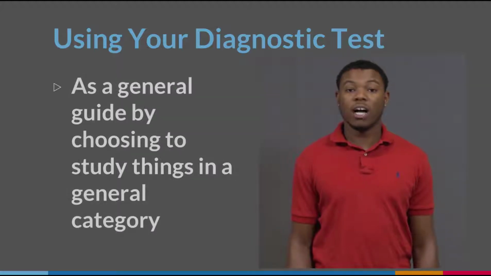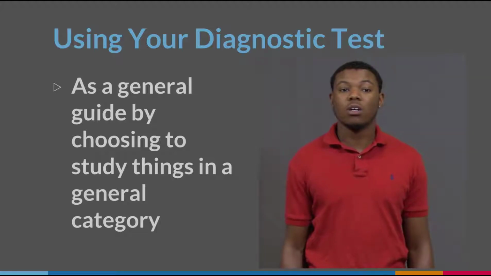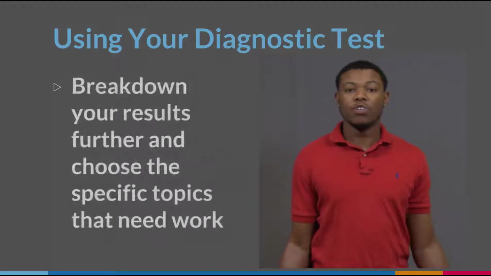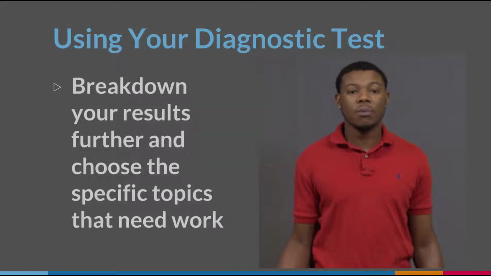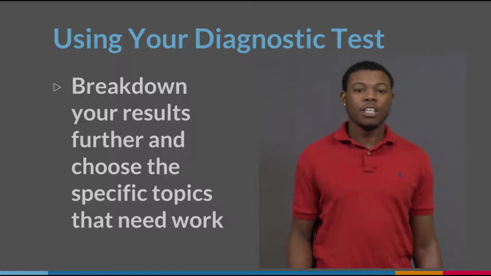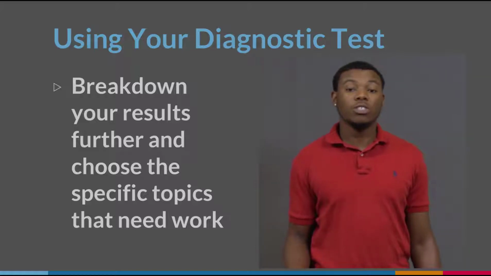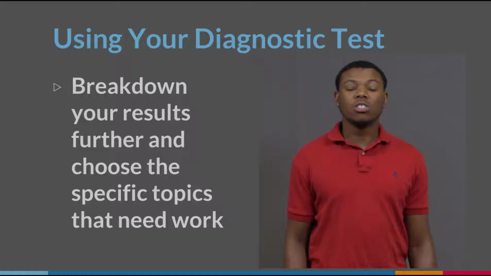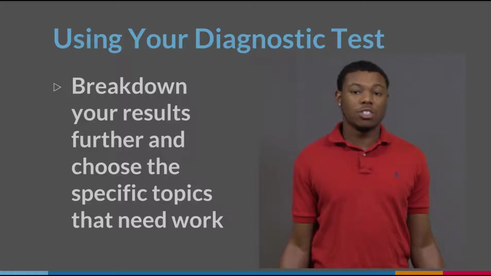You can use it as a general guide and just choose to study anything from the broad category of things that need work. For example, geometry. You can choose to study anything in geometry. Another better approach is to spend some more time with your diagnostic and break down your weak sections even further. In geometry, you may find that you do well in questions about triangles and angles, but need to review the formulas for circles and four-sided figures. So you could just study questions on circles and four-sided figures in geometry.